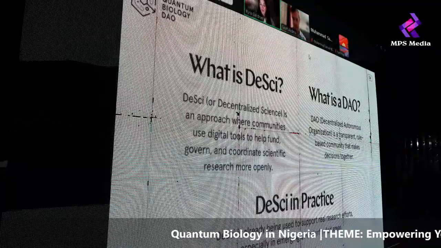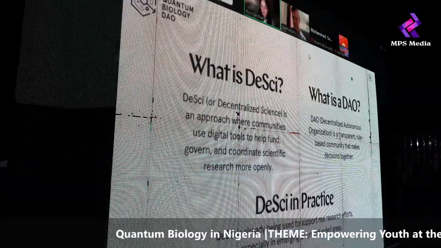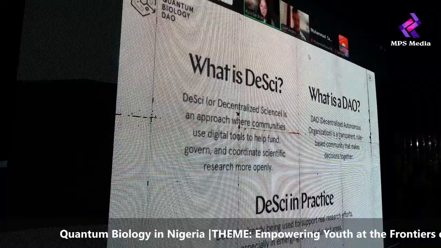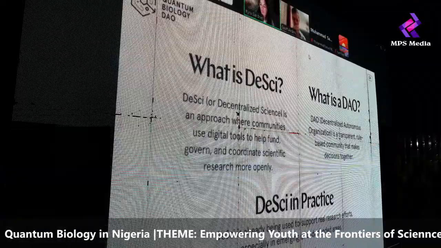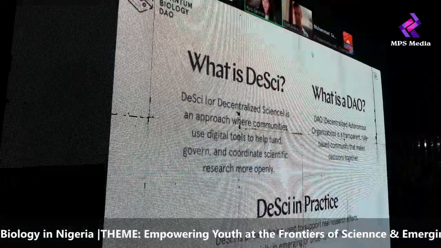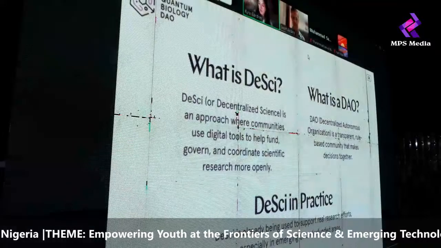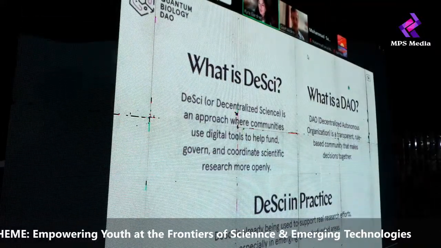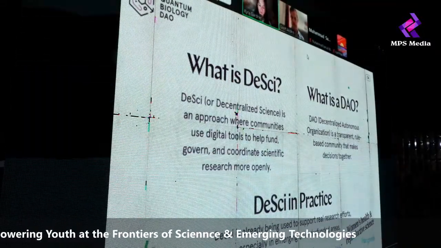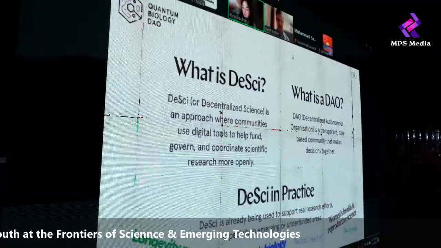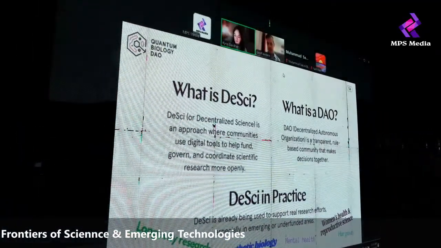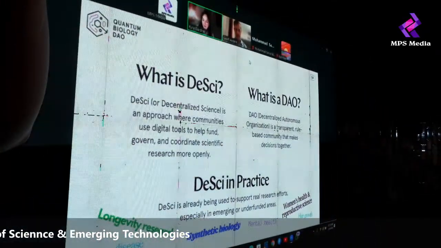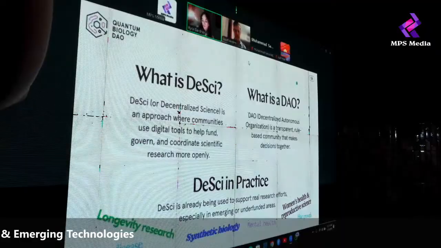Exactly. And I know this might sound like some very strange idea, but it's already happening in practice. We're just the Quantum Biology DAO, but there are other active DAO ecosystems that are conducting real scientific research. These are just a few examples. You have longevity research, women's health, even hair growth that are running granting systems outside of those traditional structures.